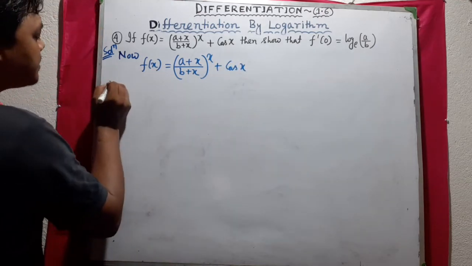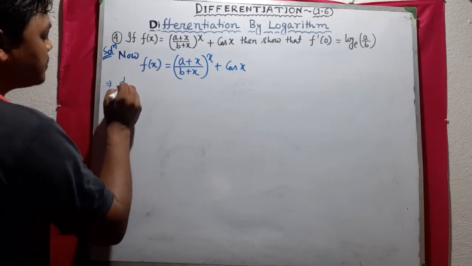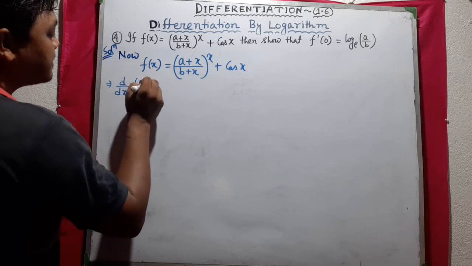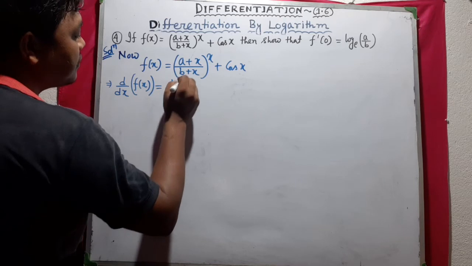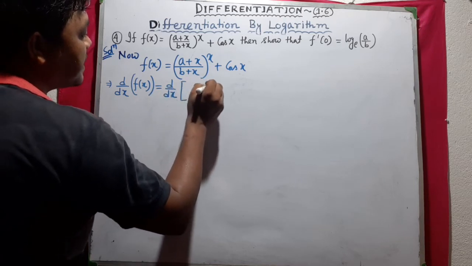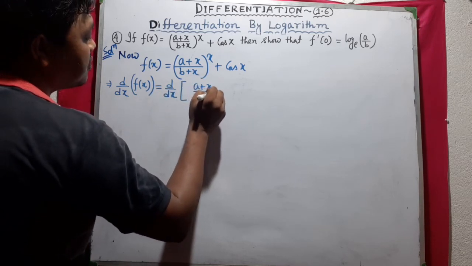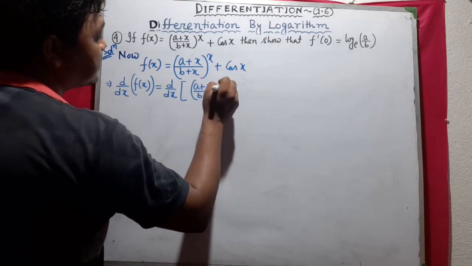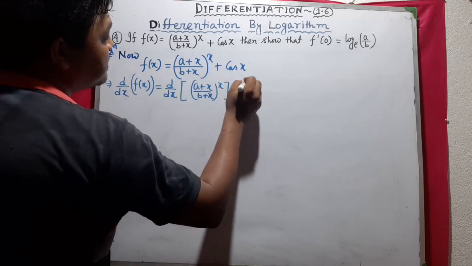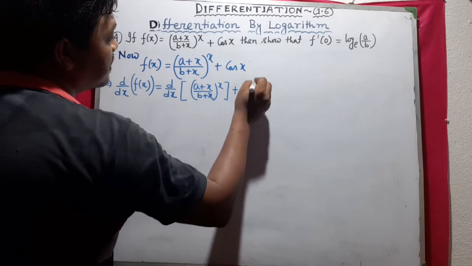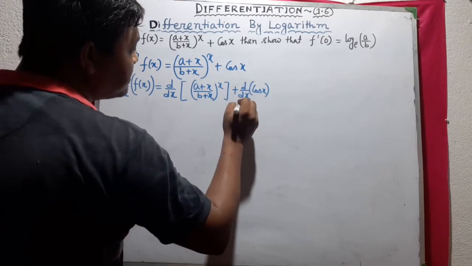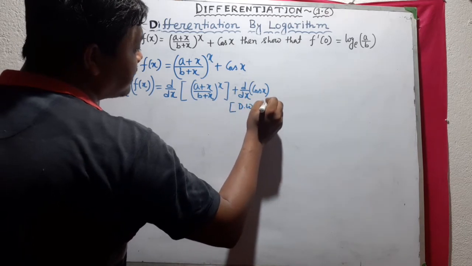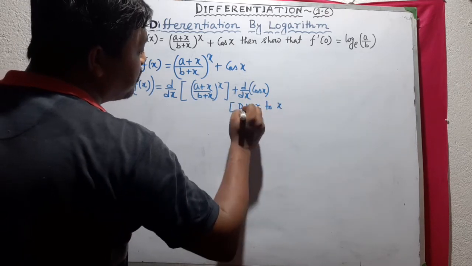Now differentiate with respect to x both sides. So d/dx of f(x) equals d/dx of (a plus x by b plus x) whole to the power x, plus d/dx of cosine x. And we write down here, differentiate with respect to x both sides.